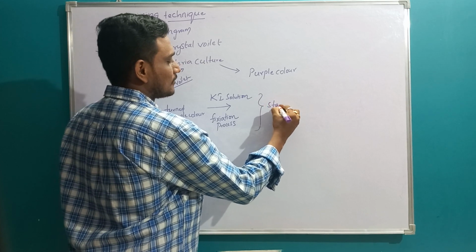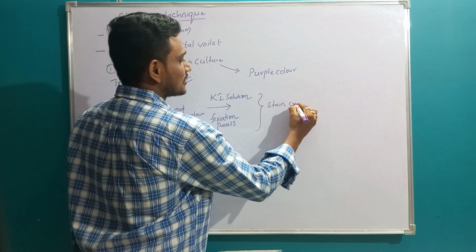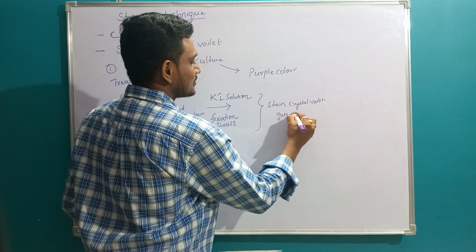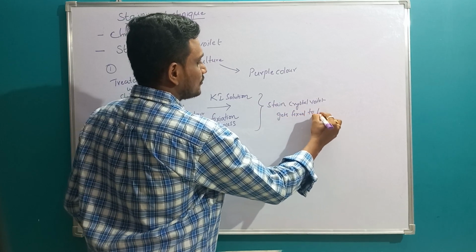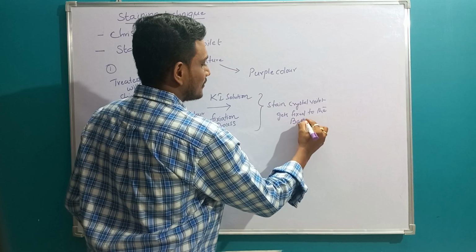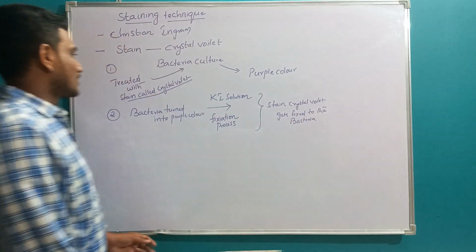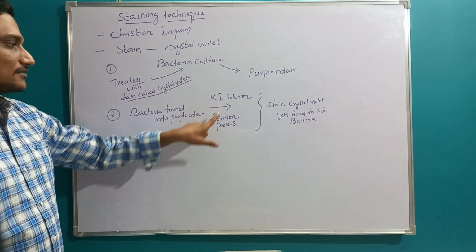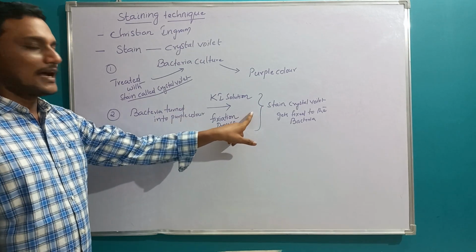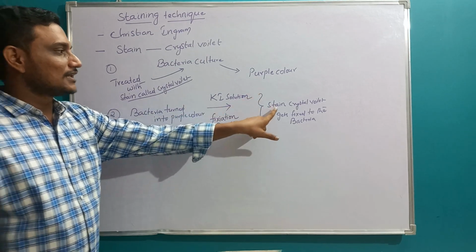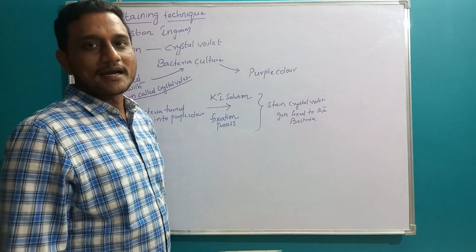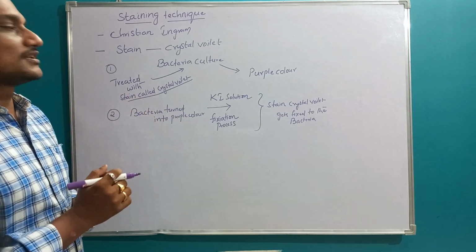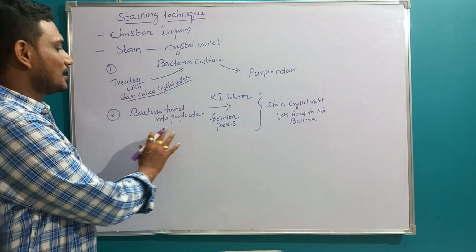The stain crystal violet gets fixed to the bacteria. Now the bacteria which have turned purple are treated with KI solution. This is called the fixation process. As a result, the stain crystal violet gets completely fixed onto the bacteria. So this is the second step.